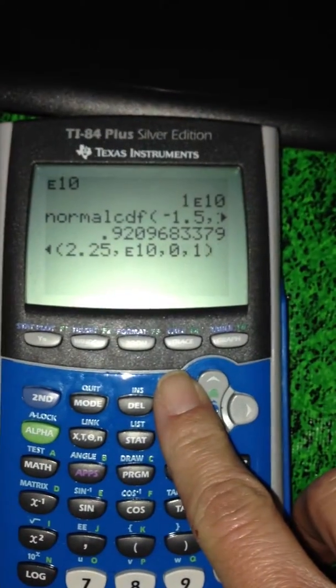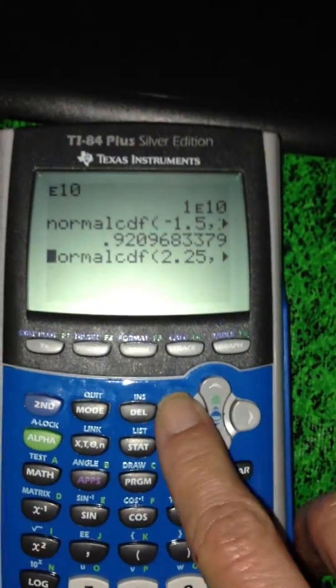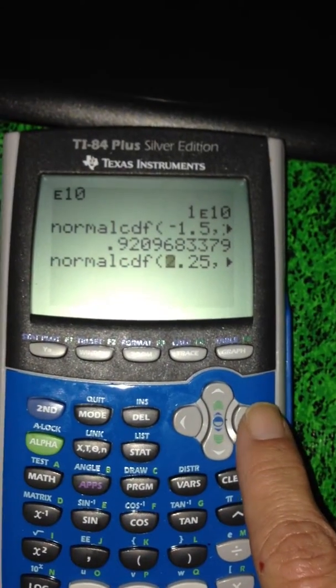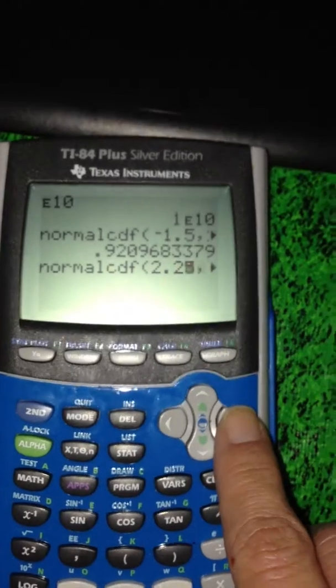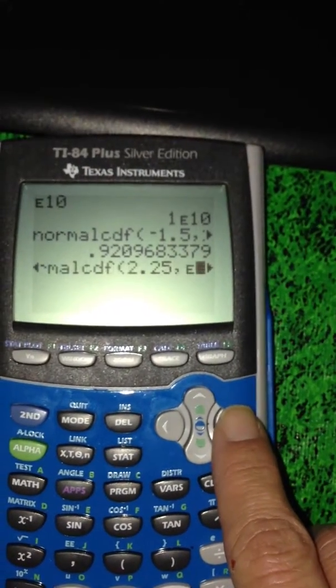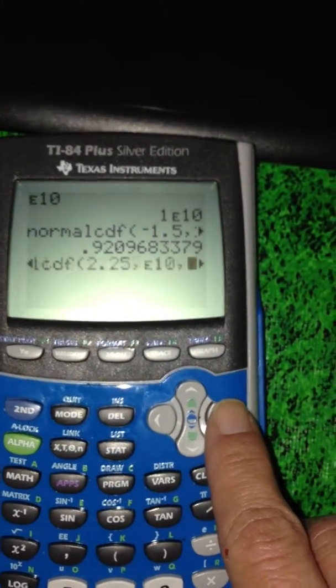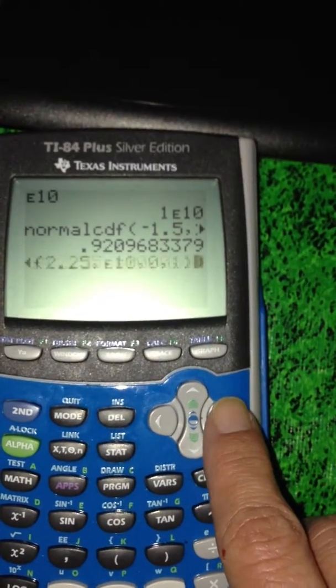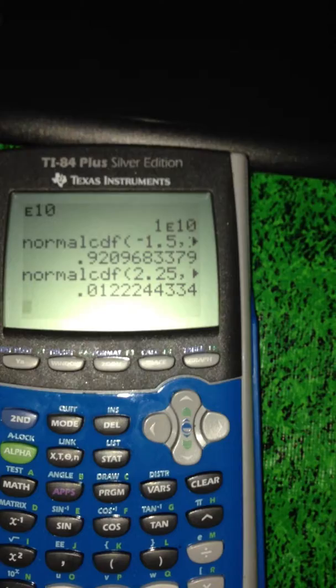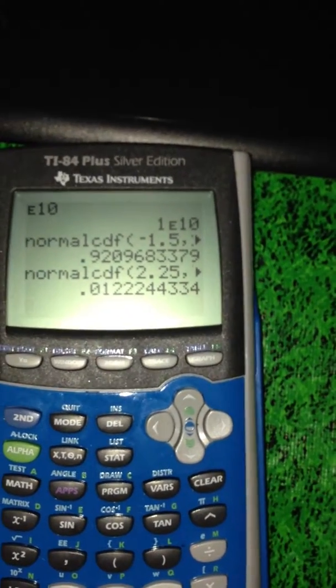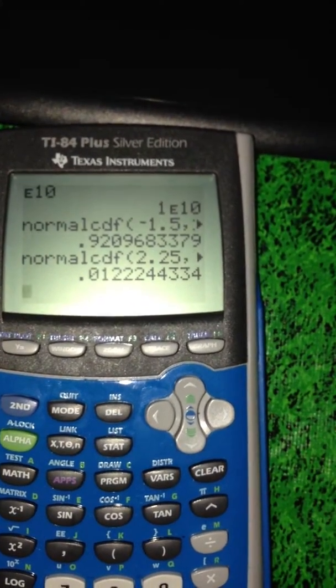And remember again, if you have the old operating system, once you hit the normal CDF, you're going to be at this point here. You put in 2.25, you do comma, and then you do e to the 10, and then you just enter, because you don't need to put in the 0, 1. And then that's the probability that we get there. And that was exactly what we got with our table.